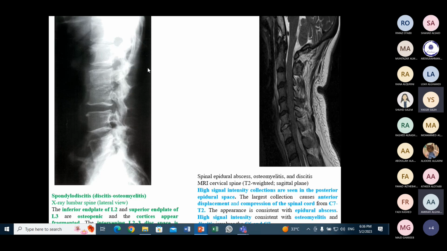But this is an X-ray, lumbar vertebral lateral view. You can see where is the abnormality. Which vertebral body is abnormal? Where is the abnormality? In which vertebra?